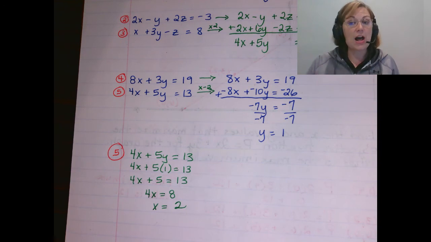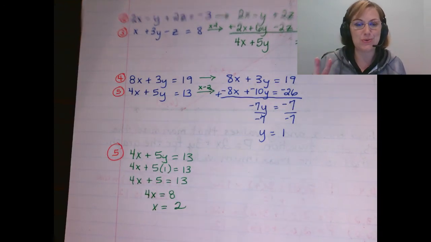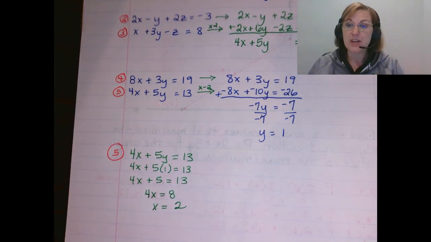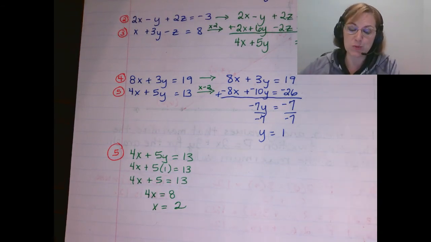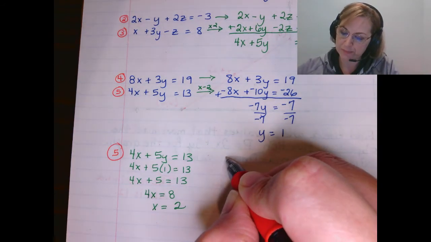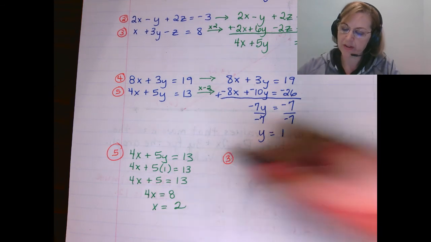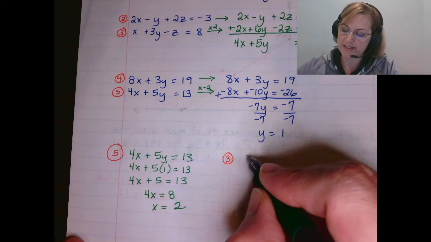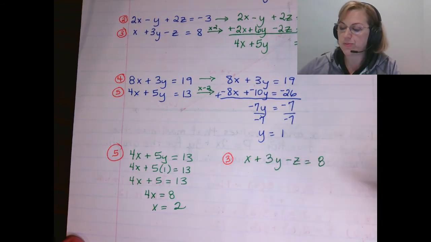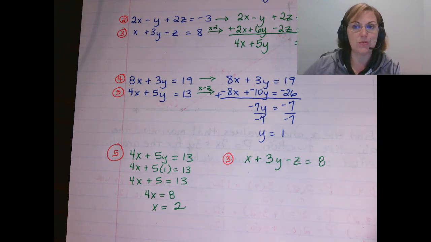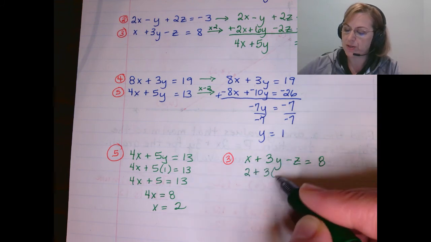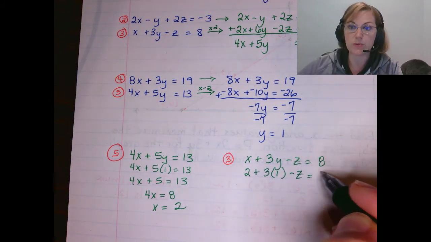All right, now that you have not one but two values, you've got x and y, now you're going all the way back to the top. You're going to use any of equations 1, 2, or 3. I'm going to pull equation number 3. Again, you could choose any of them. It doesn't matter. And you're going to use these values you know. You know that x is 2. You know that y is 1. So we plug them in. 2 plus 3 times 1 minus z equals 8.